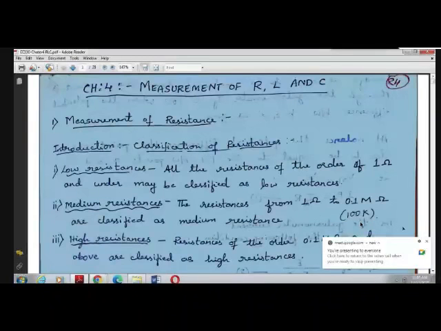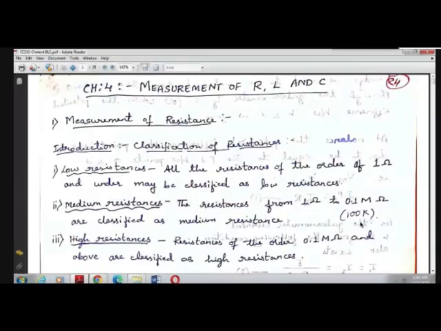Okay, what did we discuss in yesterday's class? Do you remember? What we discussed in yesterday's class? Wheatstone bridge and sensitivity. Yes, which one is that? Sensitivity. Okay.